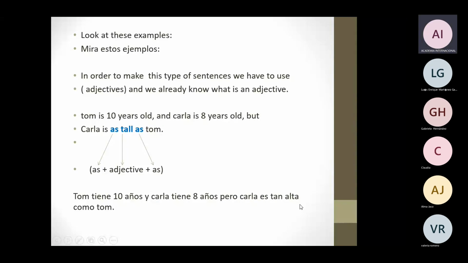Así, démosle una interpretación, ¿verdad? Pero Carla es tan alta como Tom. O igual de alta como Tom. Una comparación de igualdad. So now you have an idea about this.